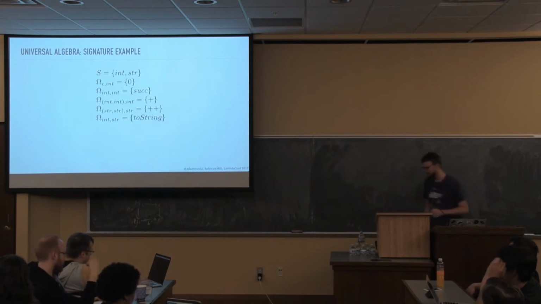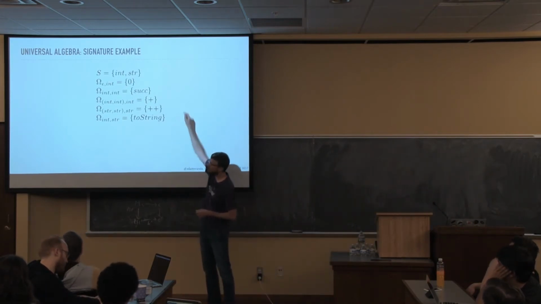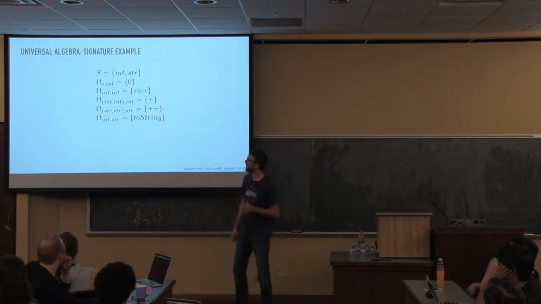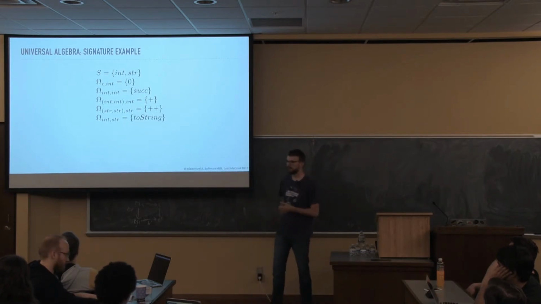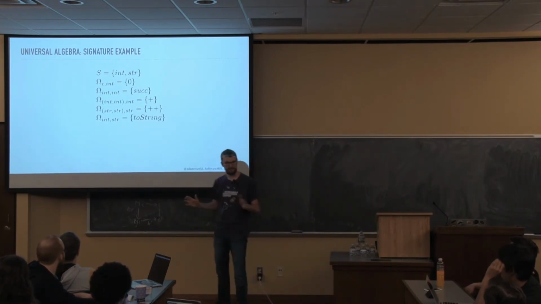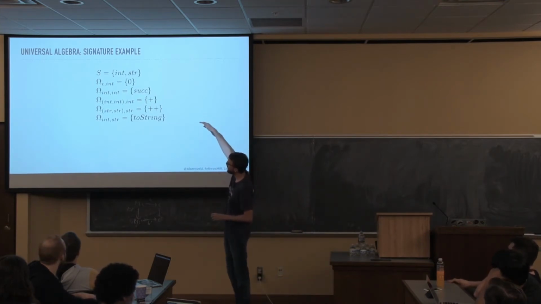So as an example, we can have 2 types. So S at the top, that's the set of type names. We will call our types int and string. So you kind of suspect what this might be, right? But these are just names, okay? These have no meaning at all. And then we have a family of sets of operation names.